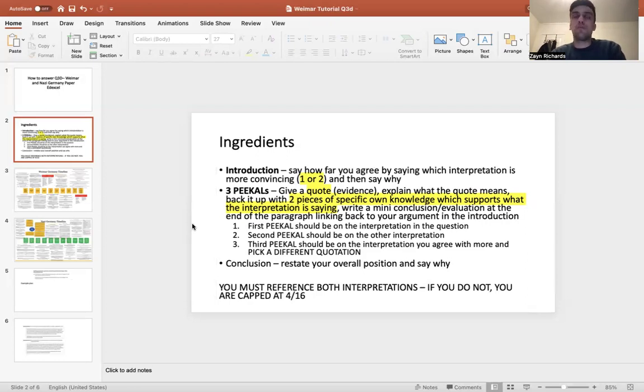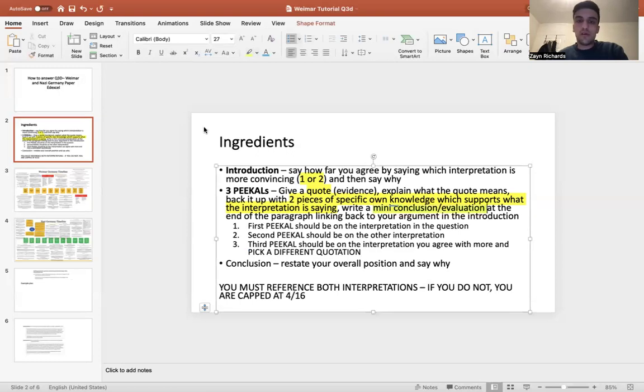So if you don't agree with that interpretation as much, you would then say, this interpretation was valid for this reason. However, the author has forgotten about this and is therefore not as important. Okay, so try and use like a bit of own knowledge to disprove the interpretation. If that interpretation is the one that you agree with more, then you're going to just basically explain and link back to your opinion in the intro. Okay, so that's a little bit easier to do. And then so that's the mini conclusion part done.